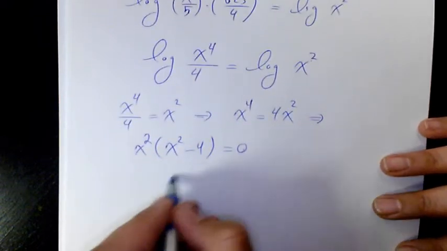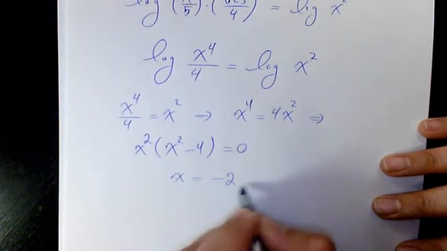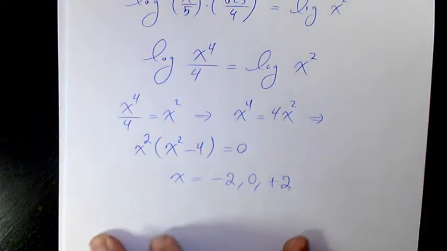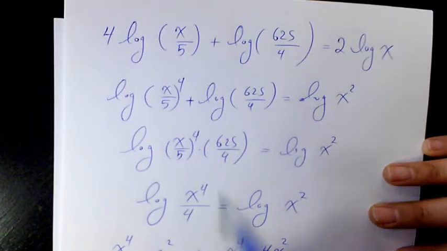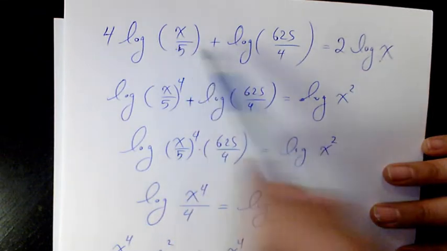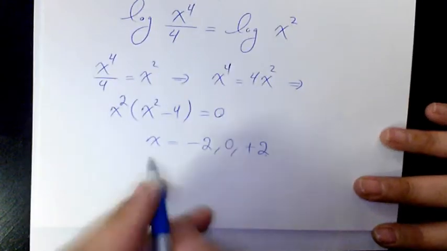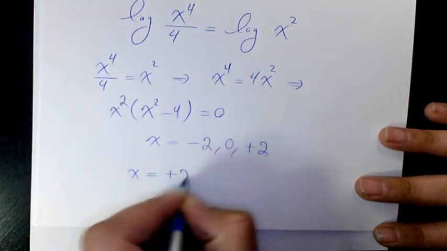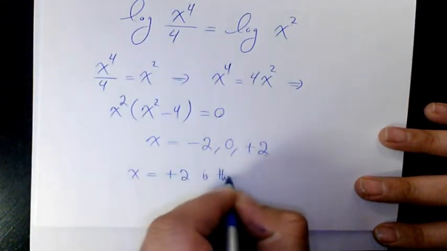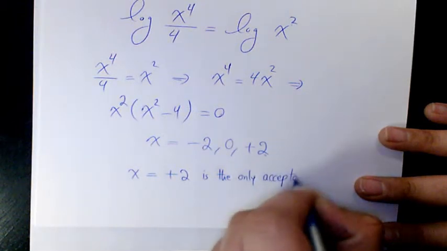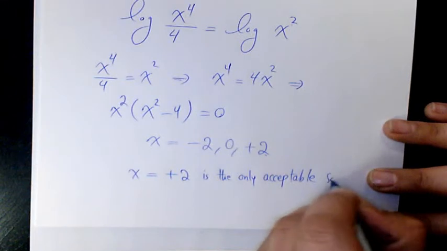So we have three possible answers: -2, 0, and +2. But as we see here, we cannot have 0 or negative numbers in here, and it has to be positive. So the only acceptable solution is going to be +2.